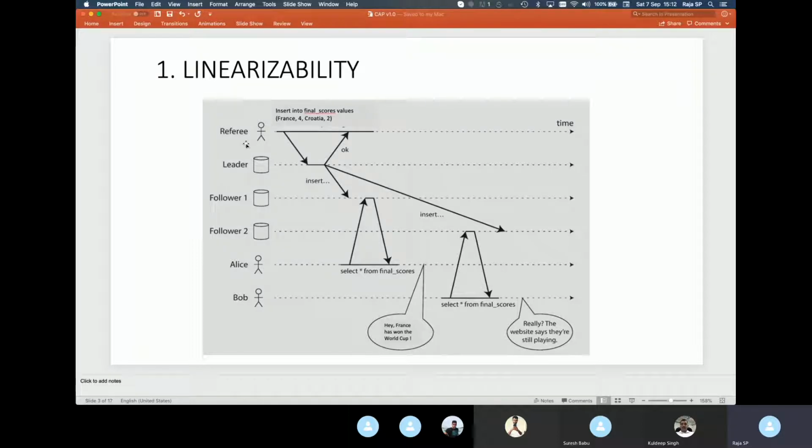Now, the system behind is massively distributed because hundreds of millions of people are following this. And therefore, there is a leader system into which the referees, who are the final decision makers, are updating the status of the match. So there is a final scores table where they are putting in the latest score: France is 4 and Croatia 2. And when something is updated like this, that's the end of the match. And obviously France had won the match. So that insert goes into a leader database and it got successfully inserted.